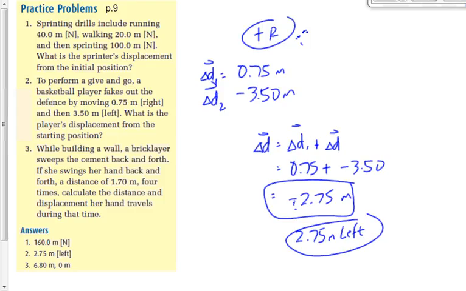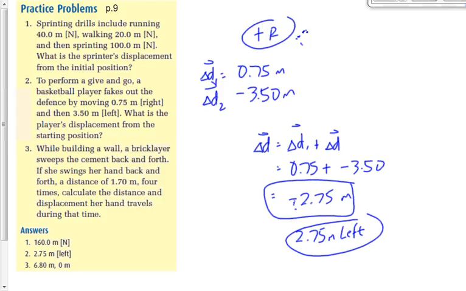What's not okay? What if I said negative 2.75 to the left? What did that mean? That would mean to the right. That would be wrong, right? It's either negative or it's the word left. Both of them mean left, but using both makes it positive, right?